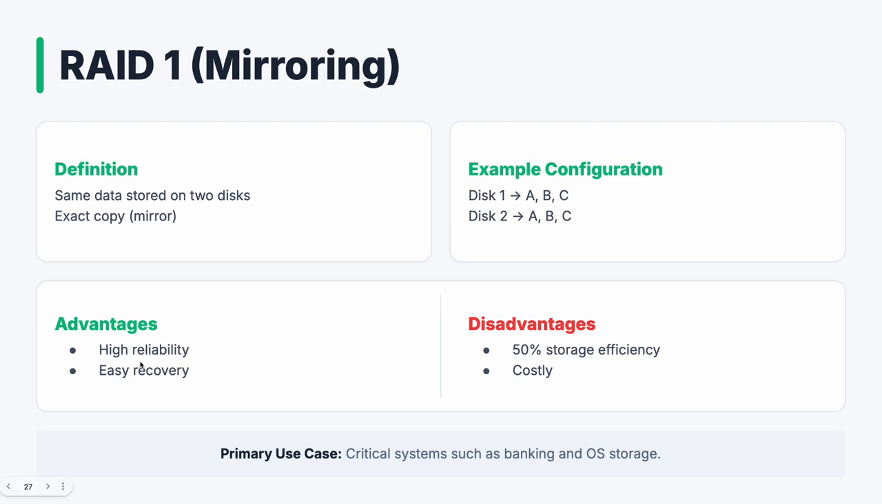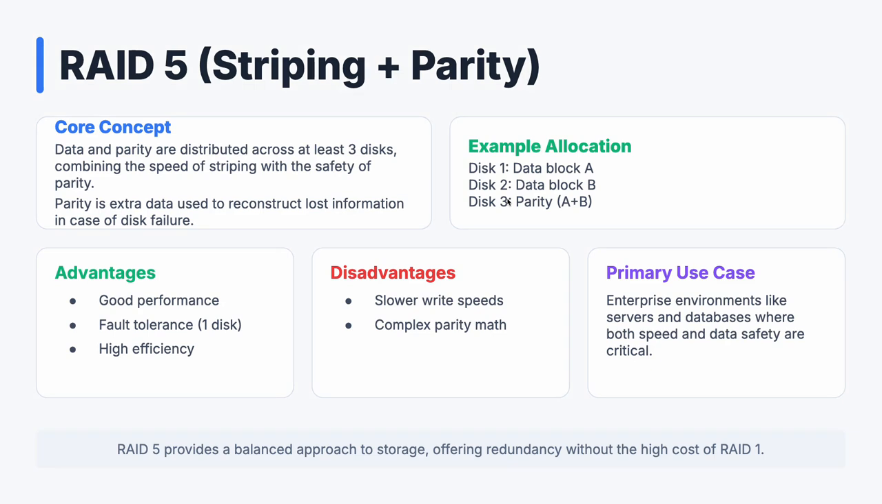Advantages, it is highly reliable, and recovery is easy. If disk 1 fails, we know that disk 2 exists. If disk 2 fails, then we will have disk 3. Disadvantages, 50% of storage efficiency is lost because we are mirroring the data, and it is costly. So this is RAID 1 mirroring, easy to understand.